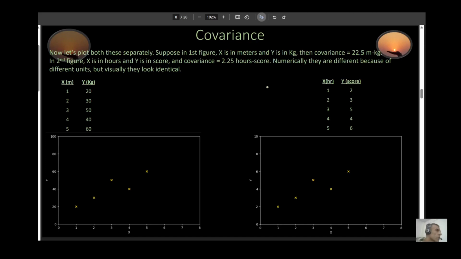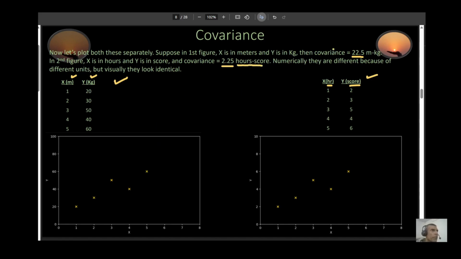So now let's plot these two examples we just did below. So this is my first one, and this is my second one. Let's say in the first one, the x was given to you in meters, and let's say the y is given to you in kilograms. So your covariance that came out to be 22.5, that would be 22.5 meter-kilograms. Likewise, in the second one, let's say your x is given to you in hours, and let's say y is a score. So in this case, your covariance, which if you recall we just calculated, came out to be 2.25, and the unit is going to be hour-scores.